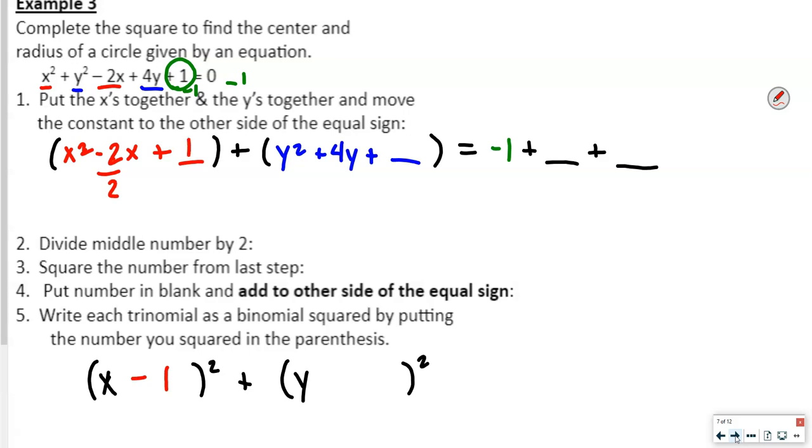Here's the thing. Whatever you add on the left, you have to add on the right. So that's why I created that other blank. Okay, so now here we're dividing the 4 by 2. So that's going to give us plus 2 down here. And 2 times 2 is 4. So we add that 4 up there and we add it here.